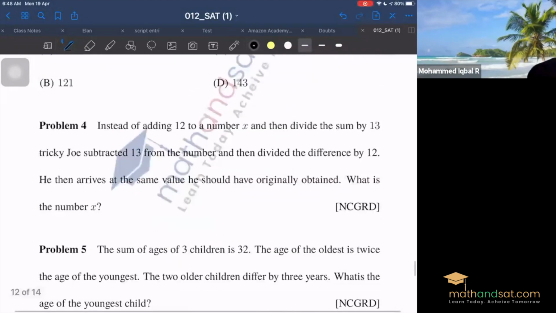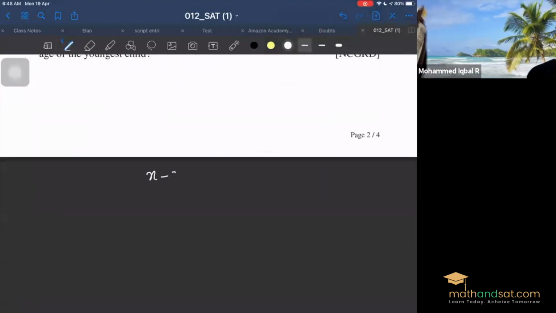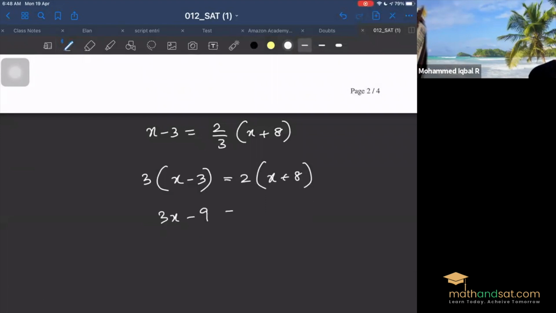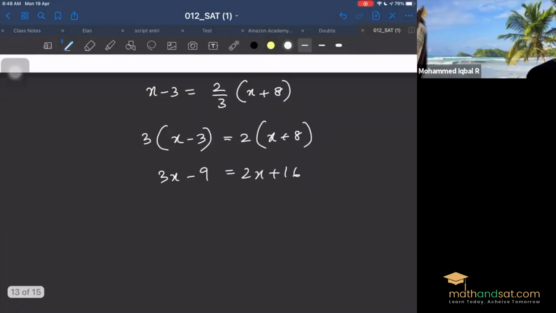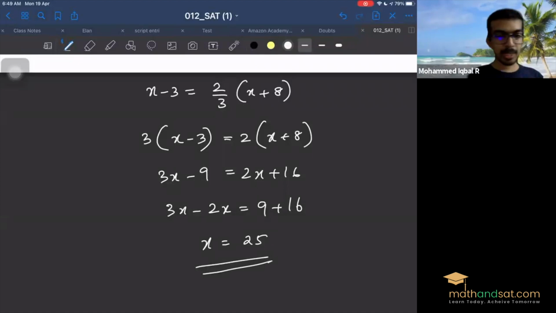So we have X minus 3 is equal to 2/3 of X plus 8. So we have 3 times X minus 3 is equal to 2 times X plus 8. 3x minus 9 is equal to 2x plus 16. So we have 3x minus 2x is equal to 9 plus 16. Your X value comes out as 25.